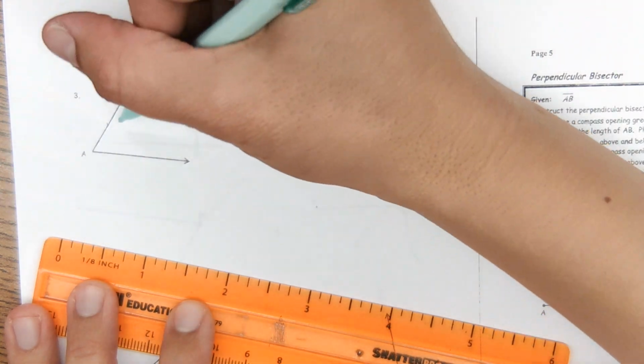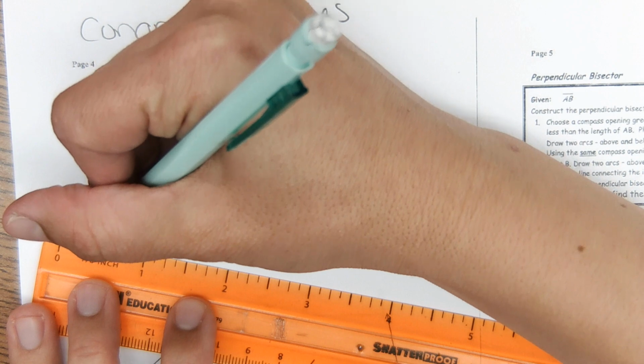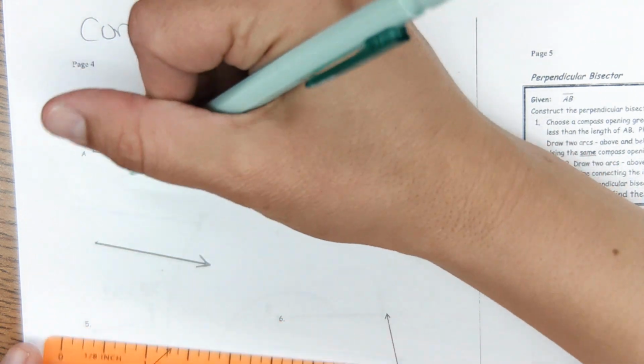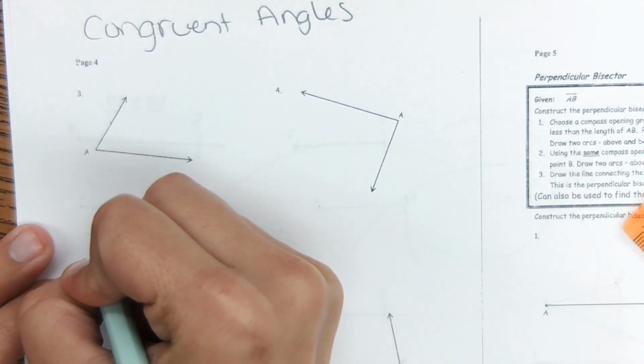So here we have an angle. We are going to make a ray, the bottom ray here. This would be point D.